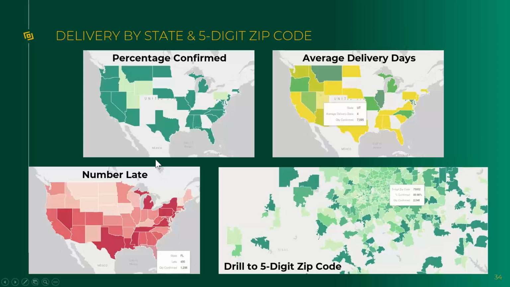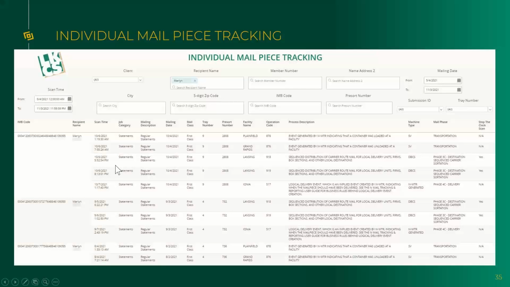But you'll be able to mouse over any state, or drill into the individual zip codes for a state. So here I'm actually drilled into some of the zip codes in Texas, and we're looking at the percentage confirmed again. And I can start mousing over every one of the individual zip codes and seeing, in this case, this 5-digit zip code 75002 had almost 90% confirmed, and there were a total of 2,046 pieces that were confirmed as delivered for this particular mailing that I was tracking. And all of this information is literally instantly available to you.